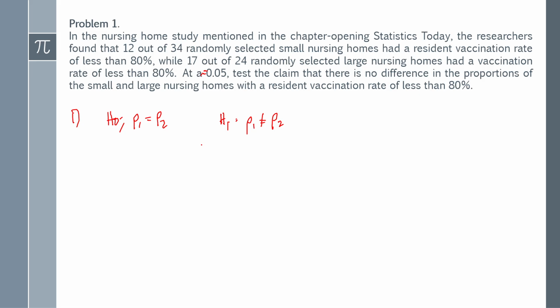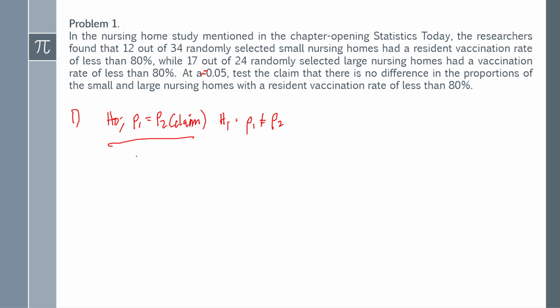So the question here tests the claim that there is no difference in the proportion of the small and large nursing homes with a resident vaccination rate of less than 80%. So this would be our claim. Our H0 is our claim because the words are there's no difference in the proportions of the small and large nursing homes with a resident vaccination rate of less than 80%.